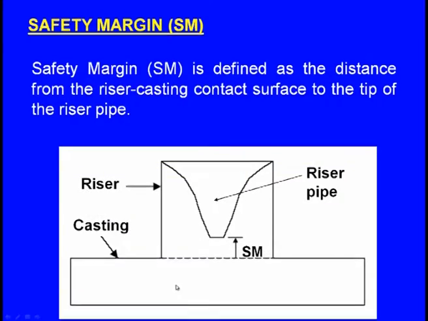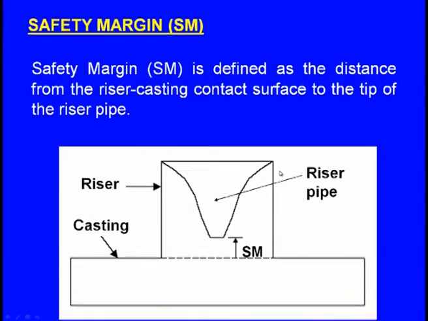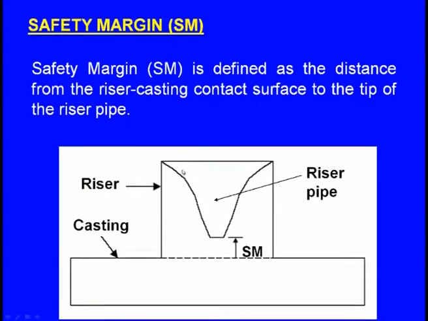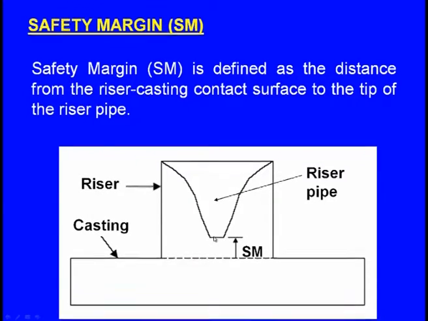You can see this one, this is the casting and this is the riser. Once we pour the molten metal, immediately a pipe is created here on the sides. Inside, the liquid metal flows and feeds the casting. Thus, a cavity will be created here. This much portion is a cavity and this is the solidified portion. This cavity is like a pipe and it stops here. Now, what is this? This is the safety margin.